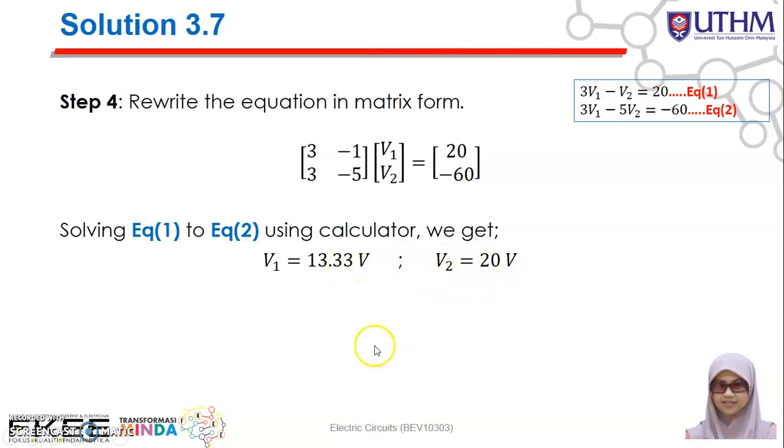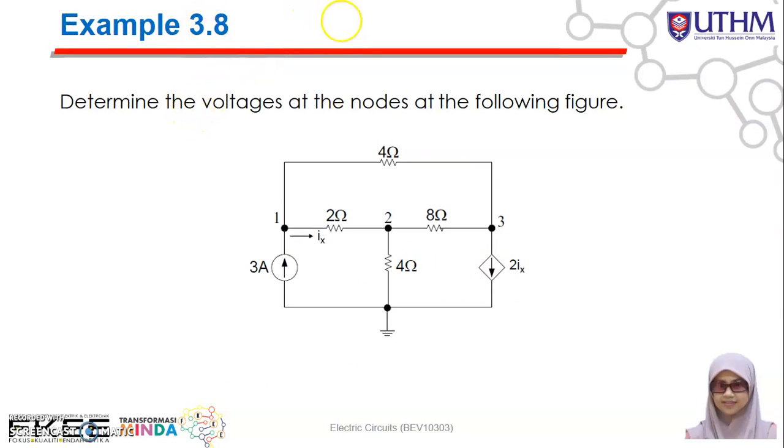Okay, so we go to the last example for this video, which is example 3.8. So based on the circuits given, you need to determine the voltage at the nodes. Okay, so in this case, you have node 1, node 2, and node 3. So which means that you need to find V1, V2, and V3. Bear in mind, when you have 3 nodes, meaning that you are going to have 3 different simultaneous equations.